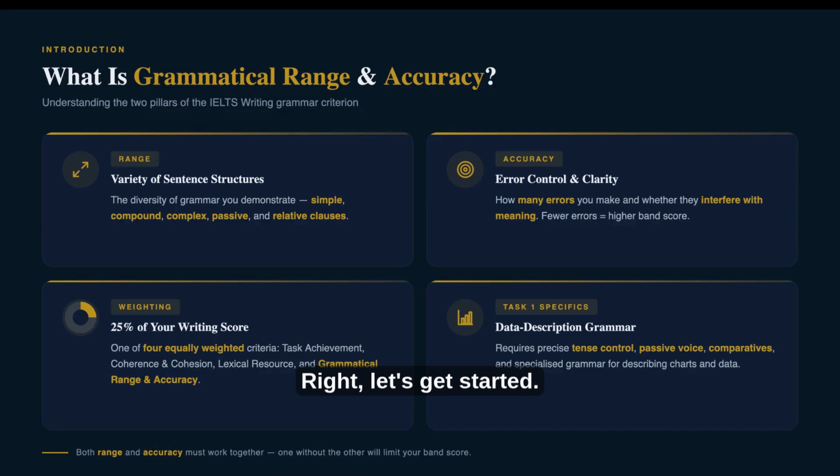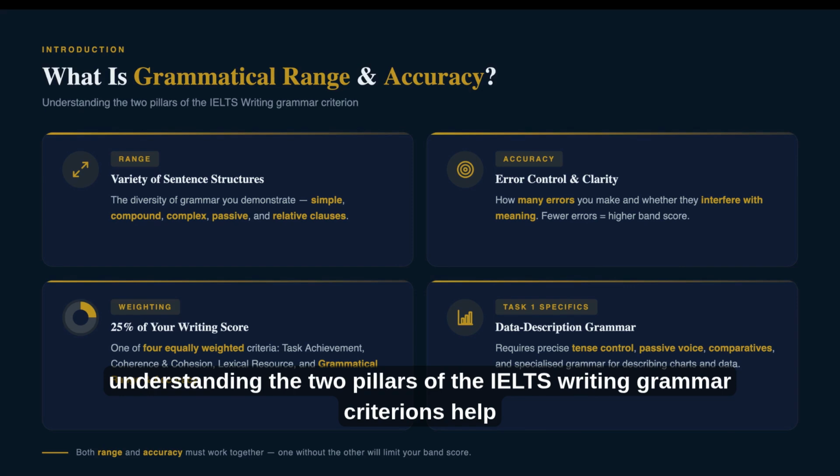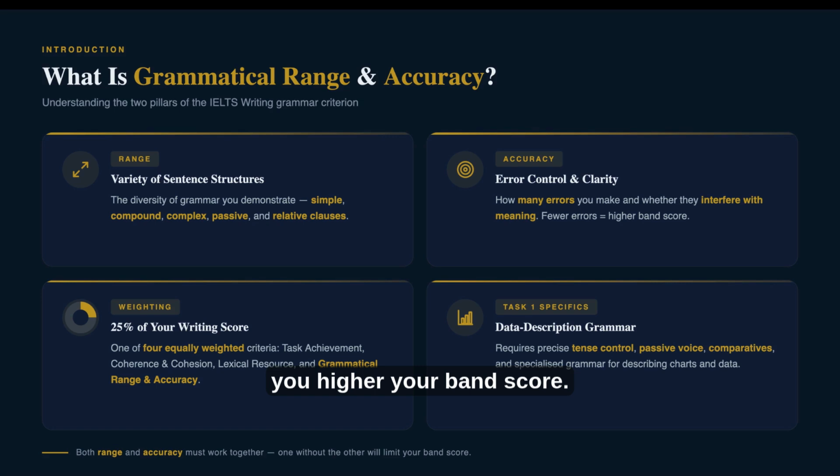Right, let's get started. So again, this first part is the introduction of what is grammatical range and accuracy. Because understanding the two pillars of the IELTS writing grammar criterion will help you raise your band score. So let's have a look at this. We have these 4 points here: range, accuracy, weighting, and task specifics.